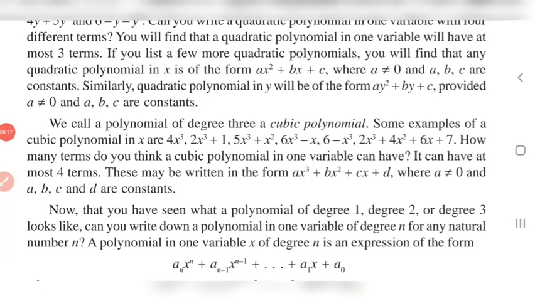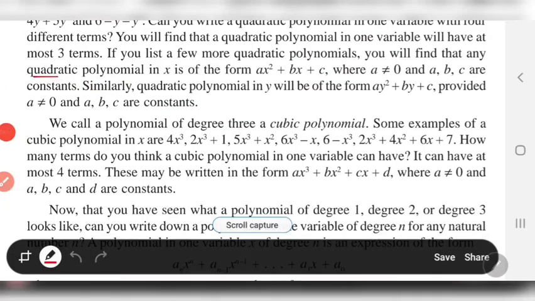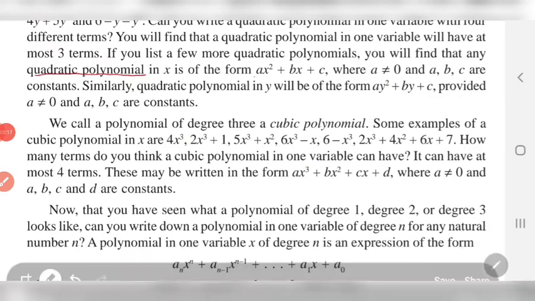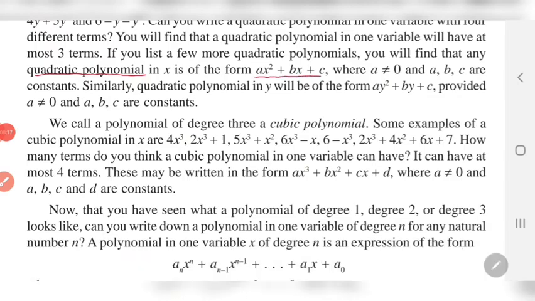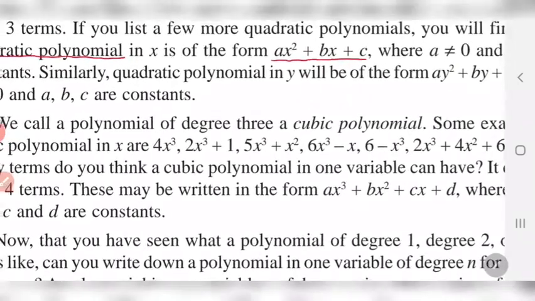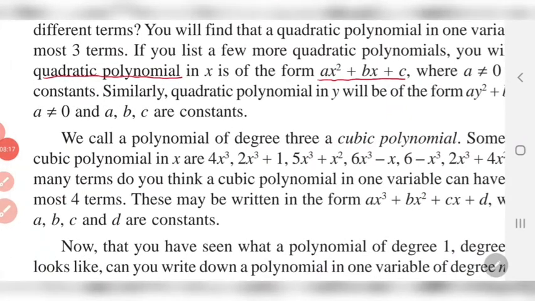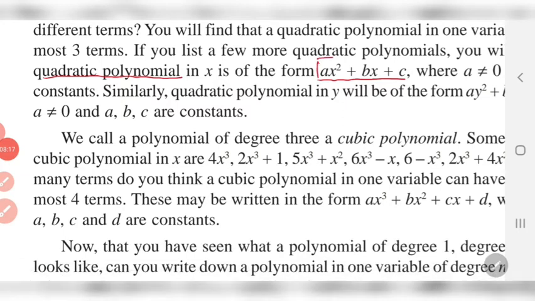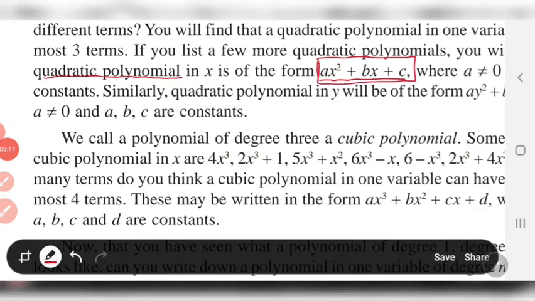So children, a quadratic polynomial is written in the form of ax square plus bx plus c. Correct? A quadratic polynomial is in the form of ax square plus bx plus c. So this is the general form of a quadratic polynomial. So children, is it clear?